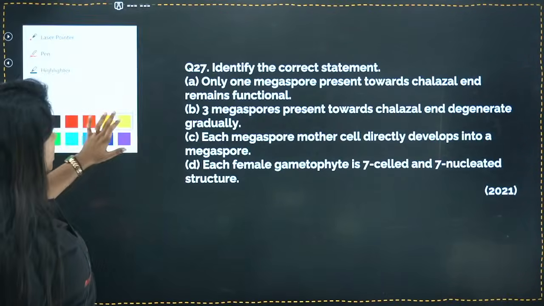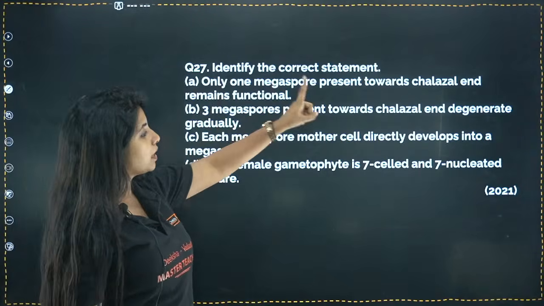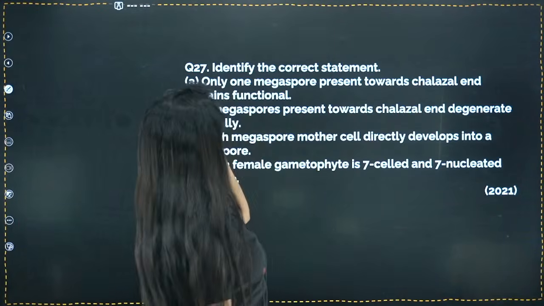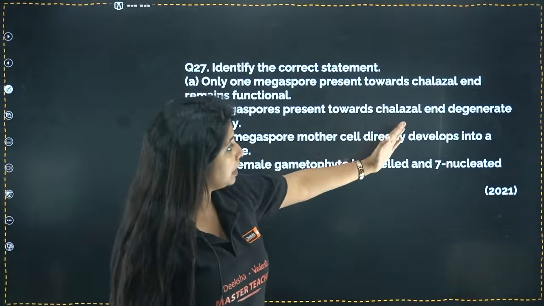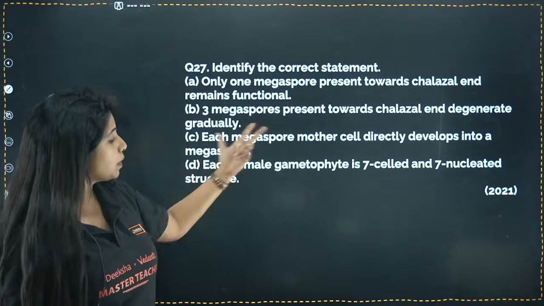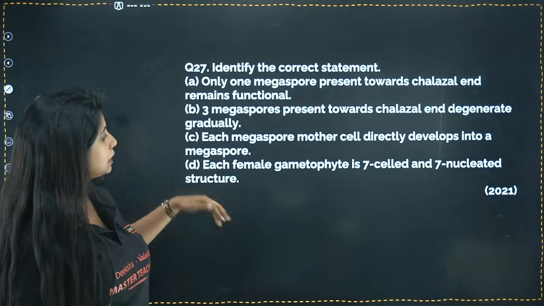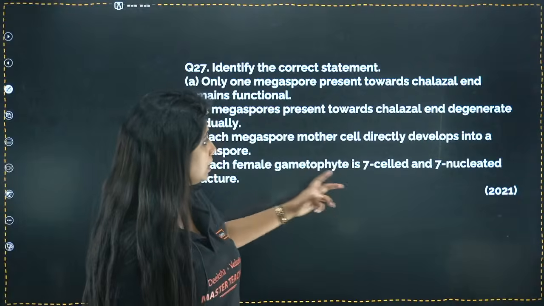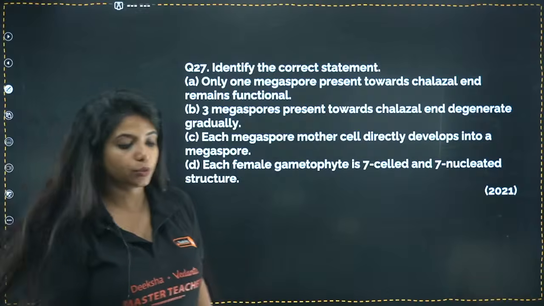Okay. Question number 27. Identify the correct statement. Only one megaspore present towards the chalazal end remains functional. 3 megaspores present towards the chalazal end degenerate. Each megaspore mother cell directly develops into megaspore. Each female gametophyte is 7 cells, 7 nucleated in condition. So what do you think is the answer for this particular question?